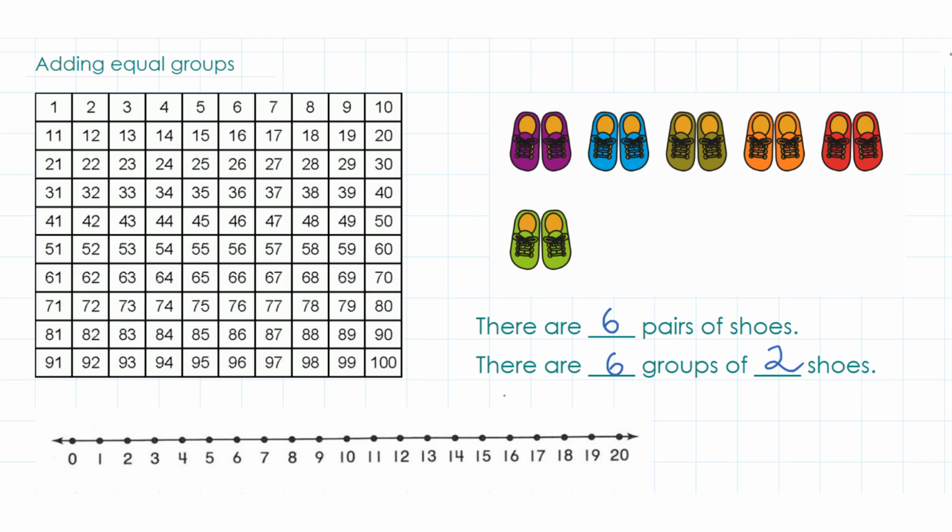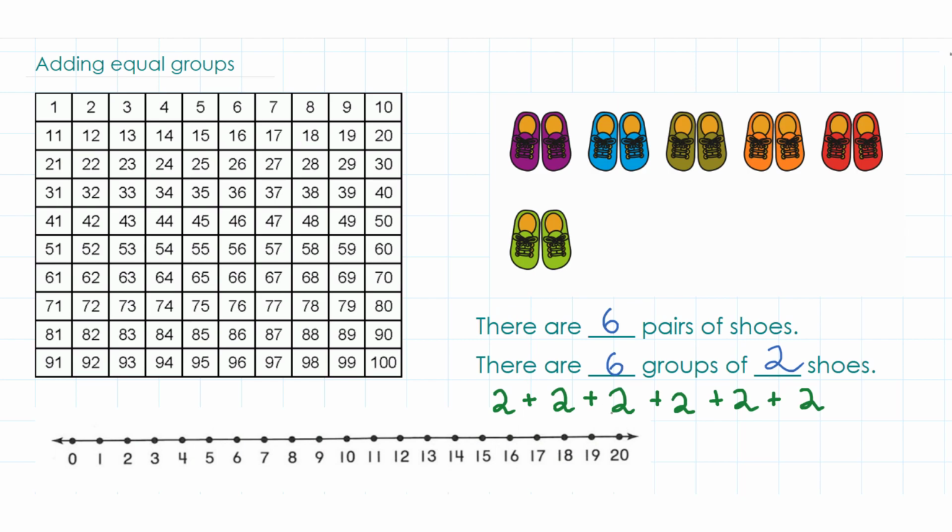Now, the next thing we need to do is find out how many shoes we have altogether. How would you think about that? How would you do that? Well, let's think about it. We know we have 6 pairs of shoes, or 6 groups of 2 shoes. We've got 2 shoes and another 2 shoes and another 2 shoes and another 2 shoes and another 2 shoes and another 2 shoes. Isn't that right? Altogether, we've got 2 plus 2 plus 2 plus 2 plus 2 plus 2 shoes.